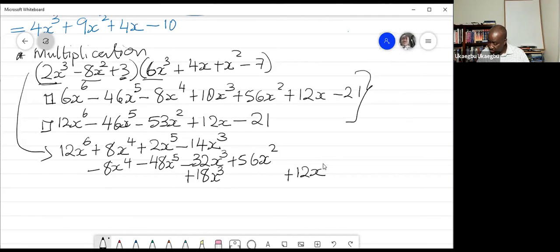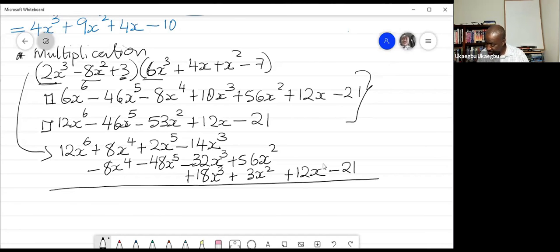Okay. Now we go again. 3 times 1 is 3, so you have plus 3x squared. Then 3 times 7 is 21, which is actually minus 21. And then we just draw a long line. What I just did helps us to collect the like terms at the same time. I'm just giving you some nice tricks.